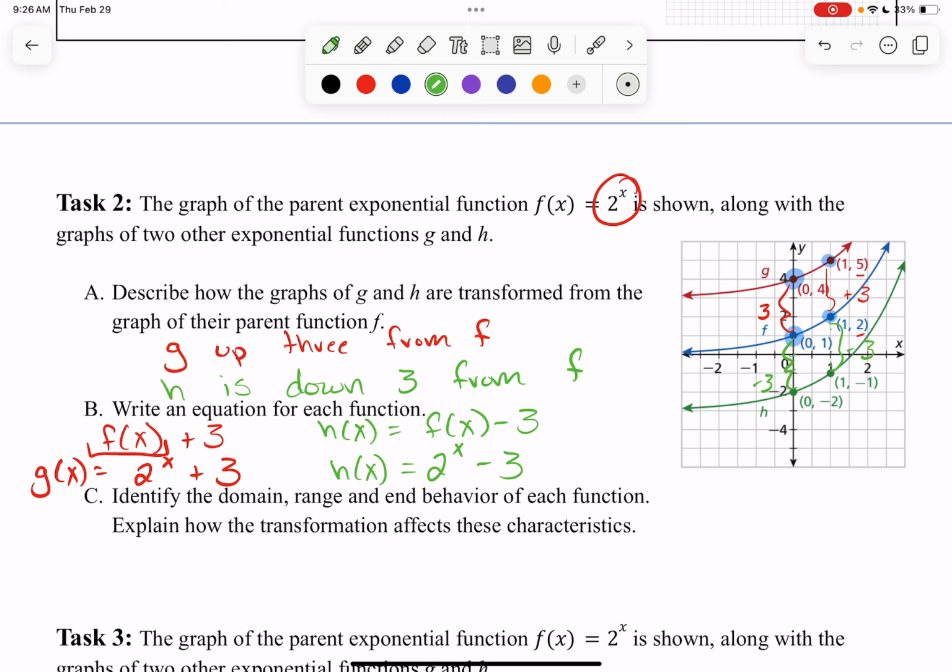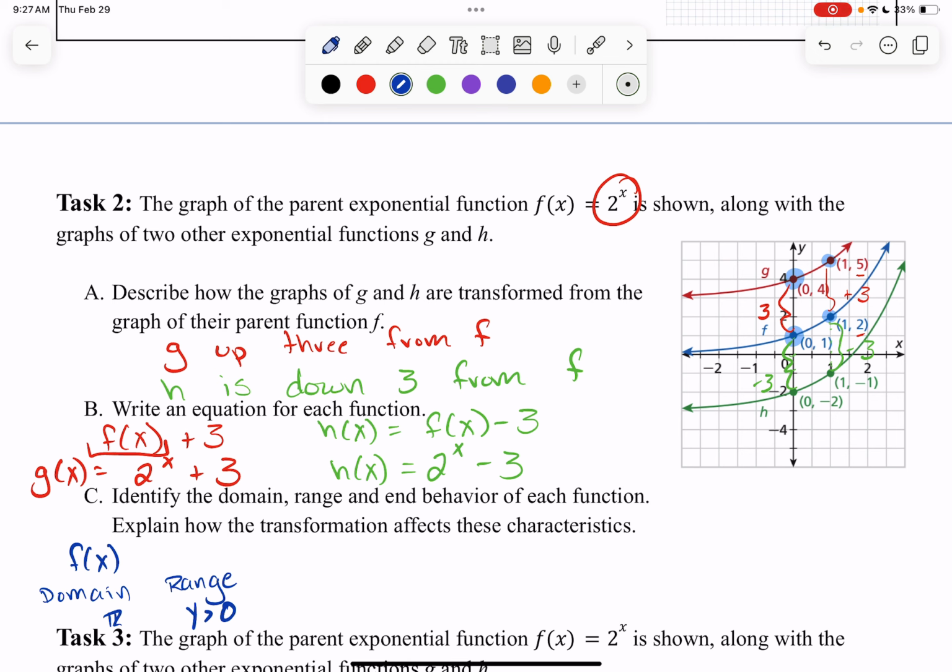Identify the domain, range, and end behavior of each function. Explain how the transformation affects these characteristics. So first, let's go ahead. Let's look at f of x. Okay, f of x, domain, all real numbers. Range. Actually, let's create a little table. Range, y is greater than 0. We're still greater than 0.